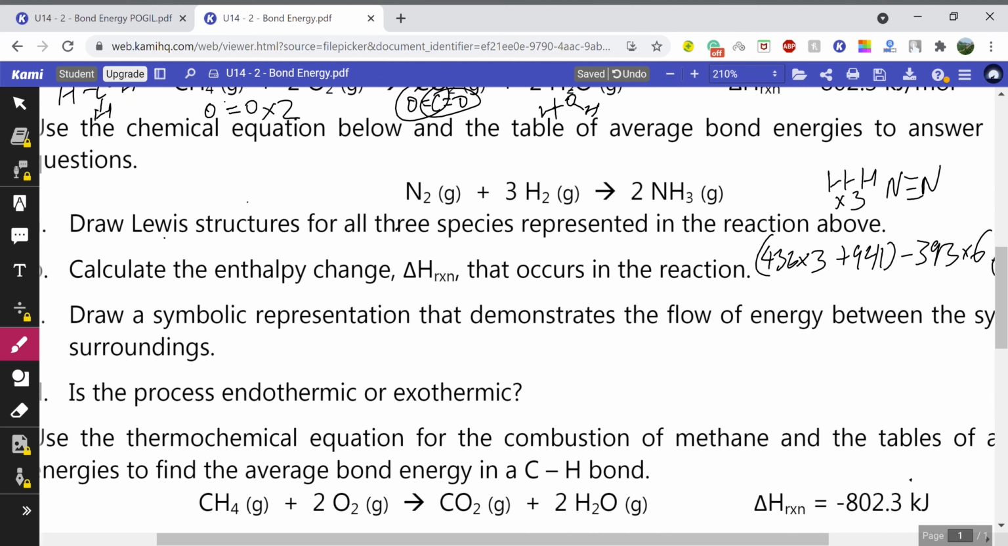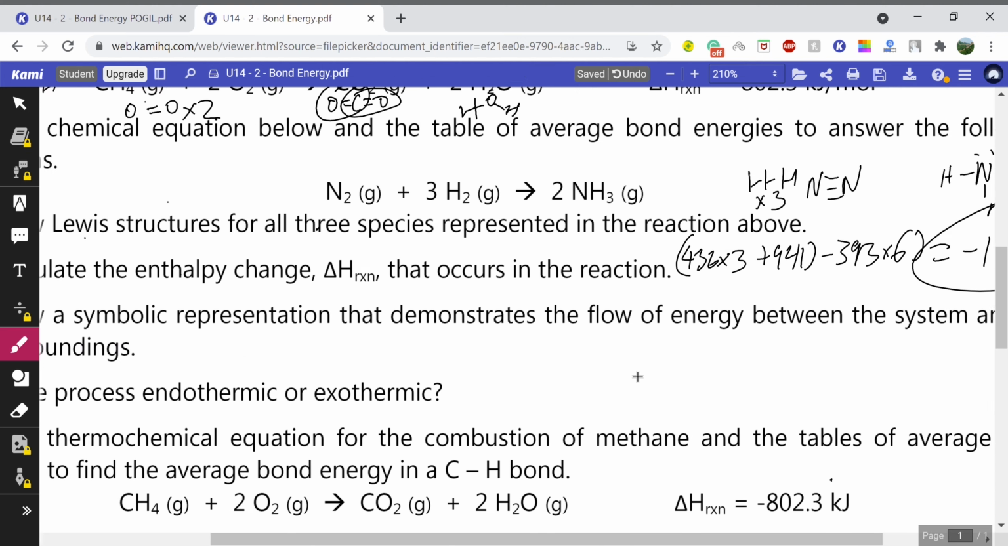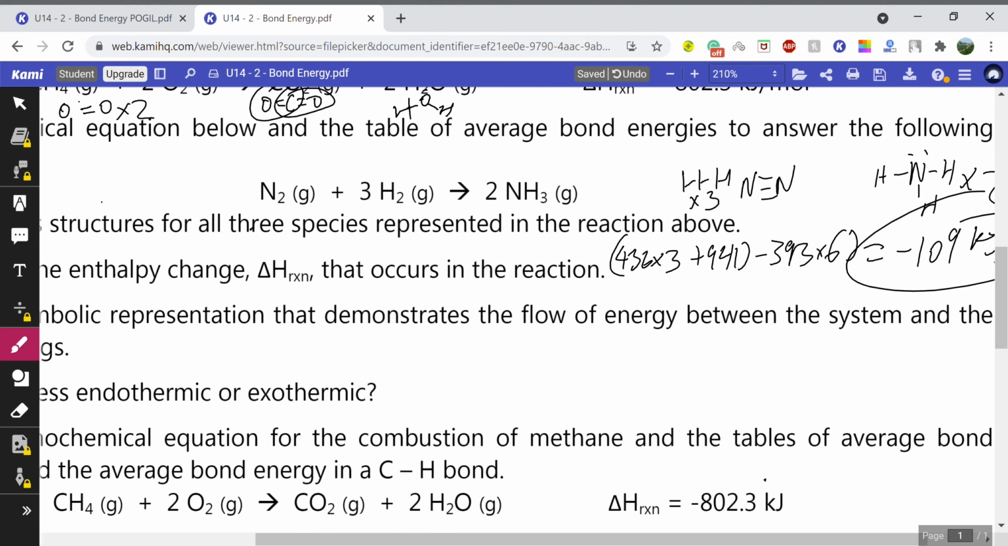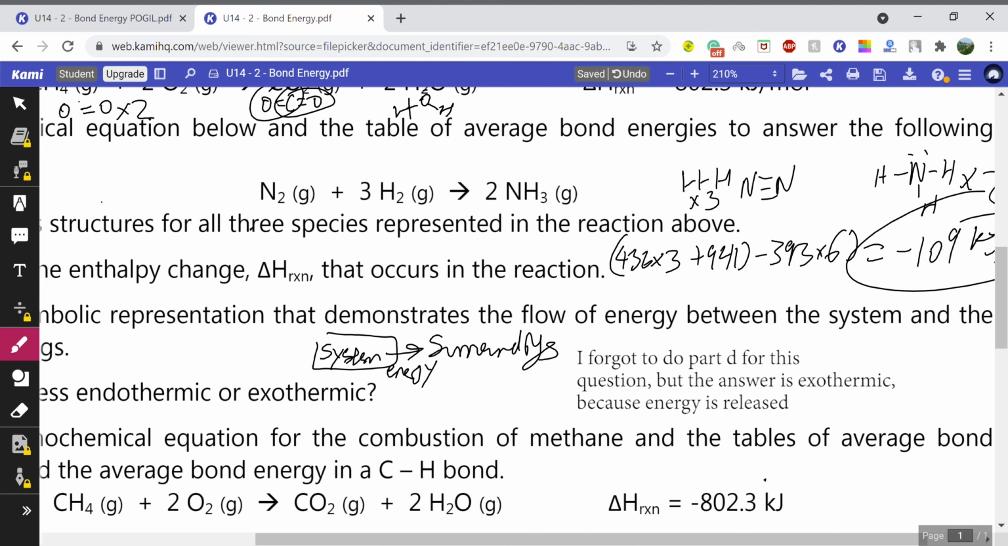Now draw a symbolic relationship that demonstrates the flow of energy. Well, this is negative. Negative means what? Negative means it's exothermic. So let's quickly draw a system and surroundings. And the flow of energy is this way. We have the system, with energy going out into the surroundings.